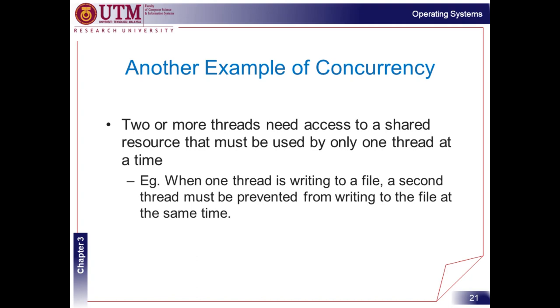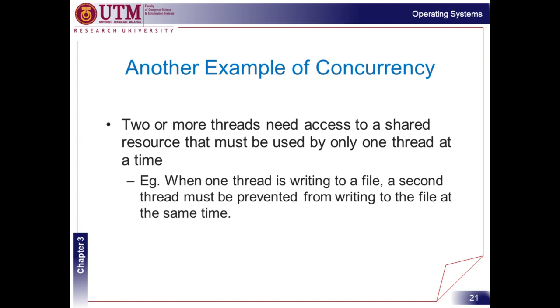Concurrency can also cause some problems when two or more threads need access to a shared resource that must be used by only one thread at a time. A shared resource is any data or device that can be accessed by multiple threads, such as a file, a printer, a network connection, and so on.